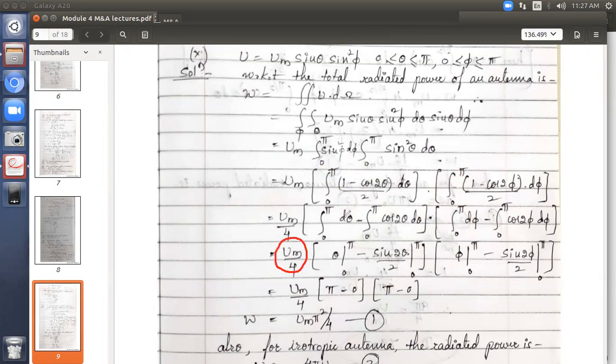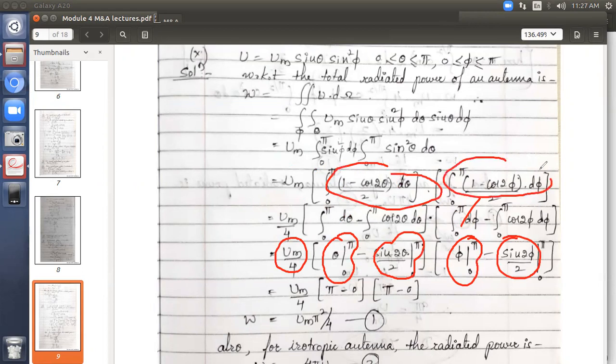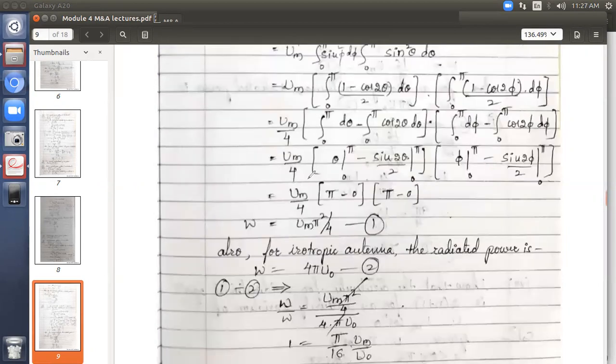Apply the integration. Integration of d theta is theta, range 0 to pi. Integration of cos is sine, sine 2 theta, and 0 to 2 pi, sorry, 0 to pi. Both ranges are 0 to pi. And similarly here also apply the integration. It is phi and it is sine. Both are the same. See, only the variable has changed. Otherwise, both brackets are the same. Then this is by 4 as it is.